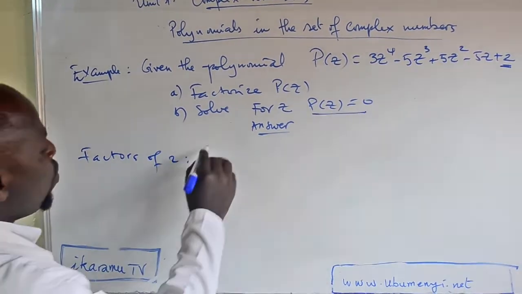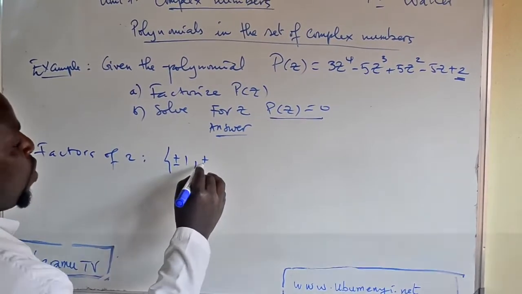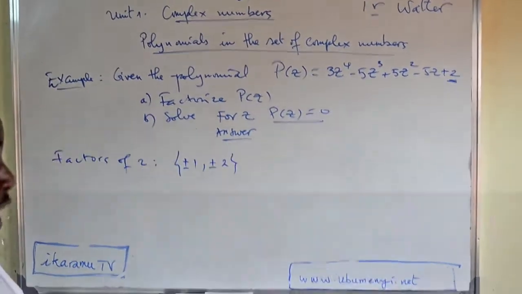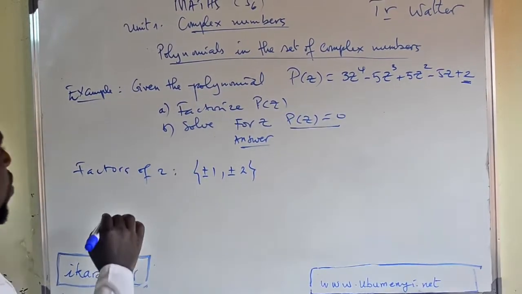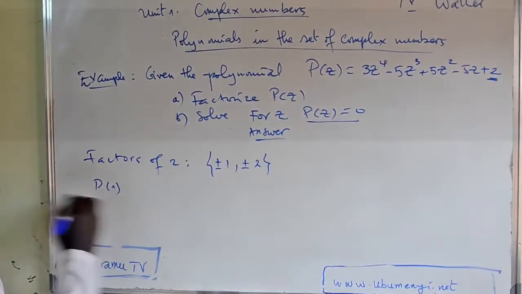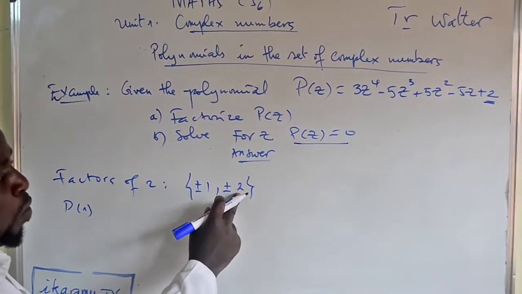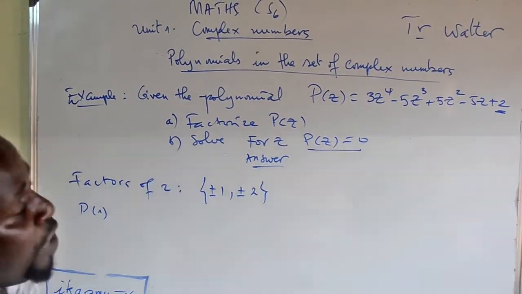Those factors of 2 are in the set of plus or minus 1 and plus or minus 2. One of these can be a solution, as well as you can get many other solutions. So students, what do we do? We now find P of 1, as we can go for P of -1, and later on find P of 2 and P of -2 until we find the 0 of the equation.